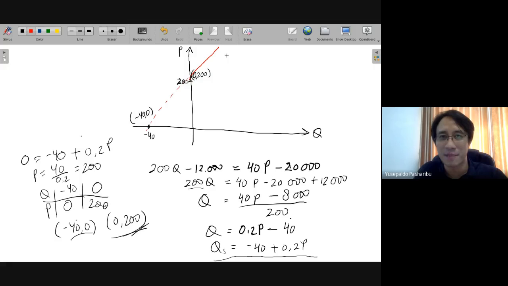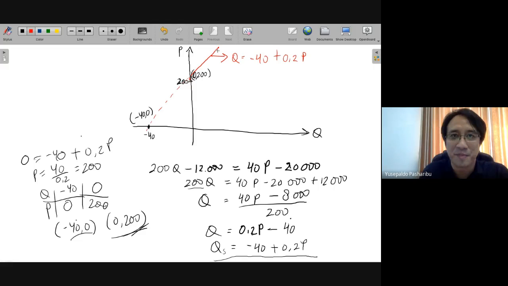In the positive part, you can draw it as a fully straight line. But on the negative side, use a dashed line, gambar putus-putus, and give the name of this line equation, minus 40 plus 0.2p. Yeah, this is the graph.